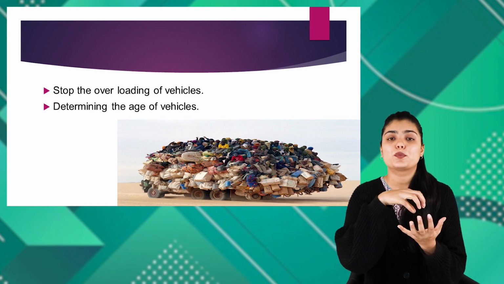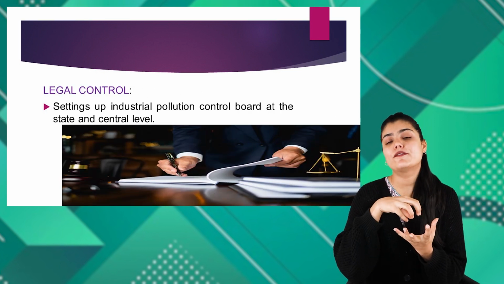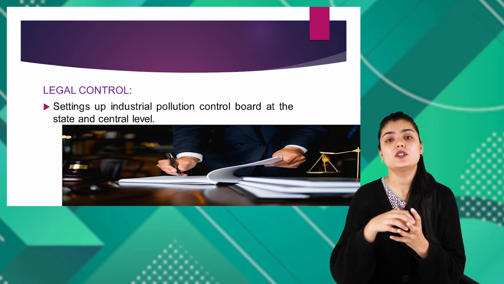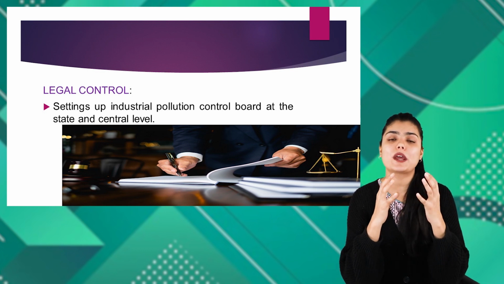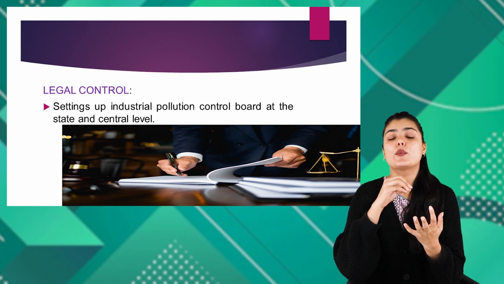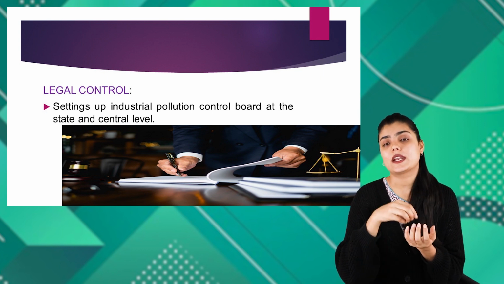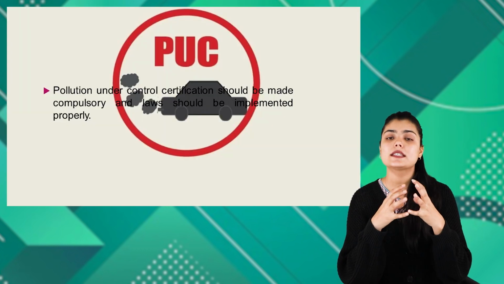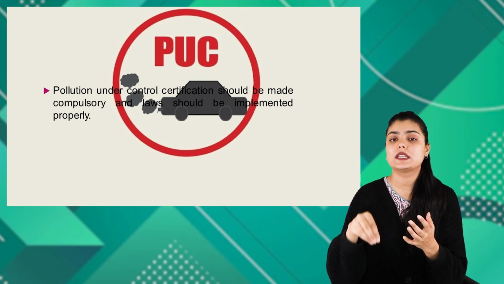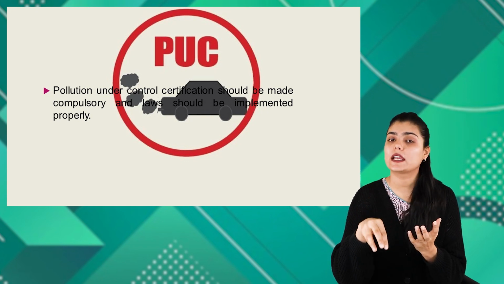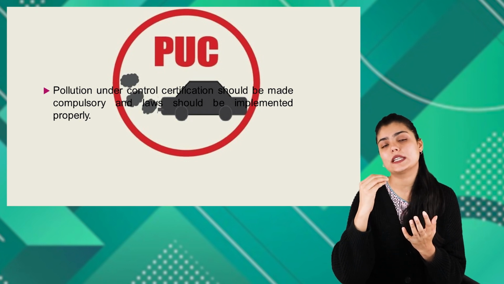Another step is that private organizations must be forced to protect the environment, which means there should be certain laws every private organization must follow, which will help in prevention of air pollution and protect the environment. Another step involves making the PUC certificate compulsory so that air pollution can be prevented.